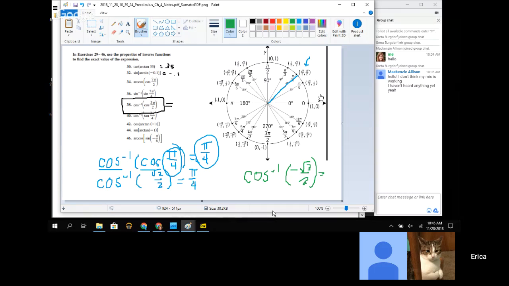So if I asked you to find the inverse cosine of negative square root of 3 over 2, since you're finding the inverse, you go and find where negative square root of 3 over 2 is. Oh, that is at 5 pi over 6. So the inverse cosine of negative square root of 3 over 2 is 5 pi over 6.